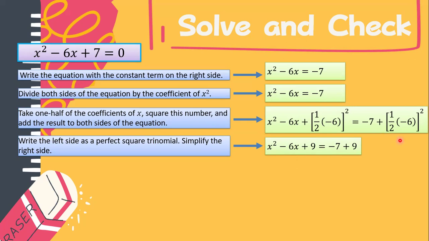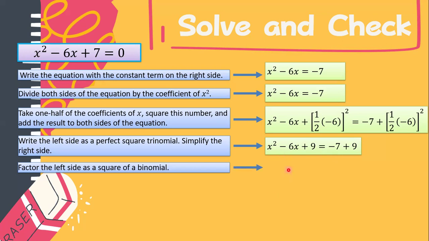Then we factor the left side as a square of a binomial. The factors of x squared are x and x. The factors of 9 that give you negative 6 when added are negative 3 and negative 3. And if you simplify negative 7 plus 9, that gives you negative 2, I mean positive 2, because the higher number is positive. So we now have x minus 3 squared is equal to 2.